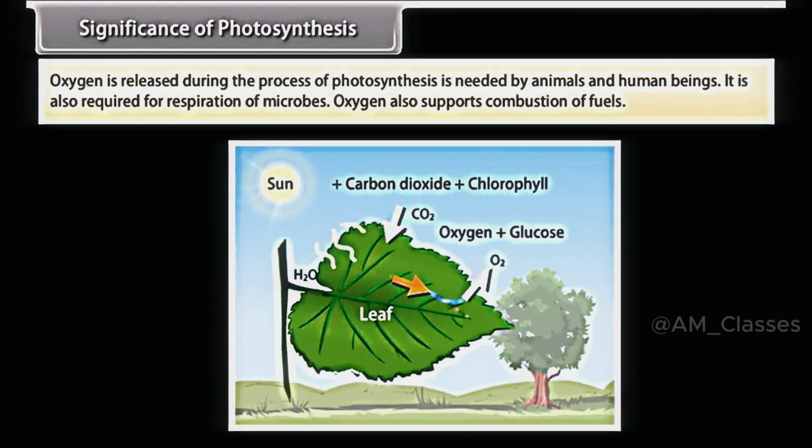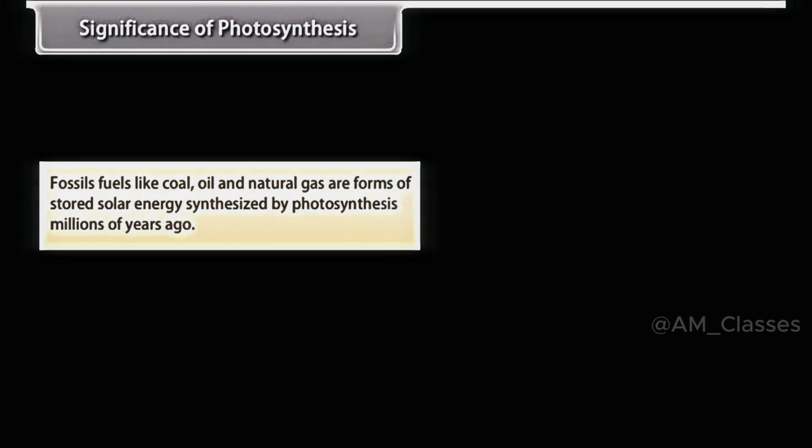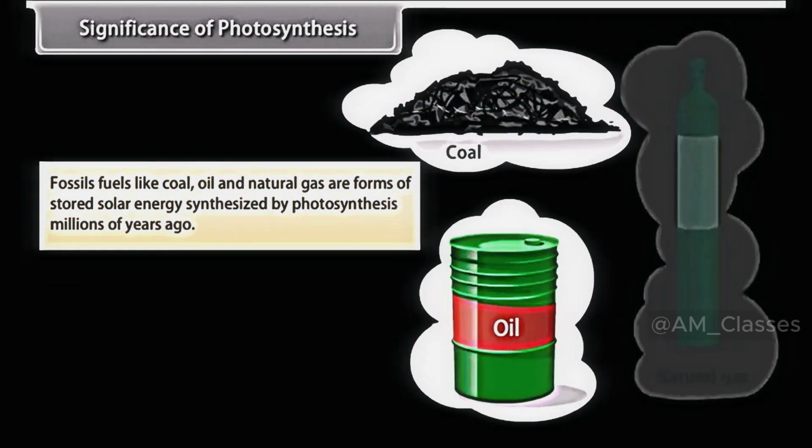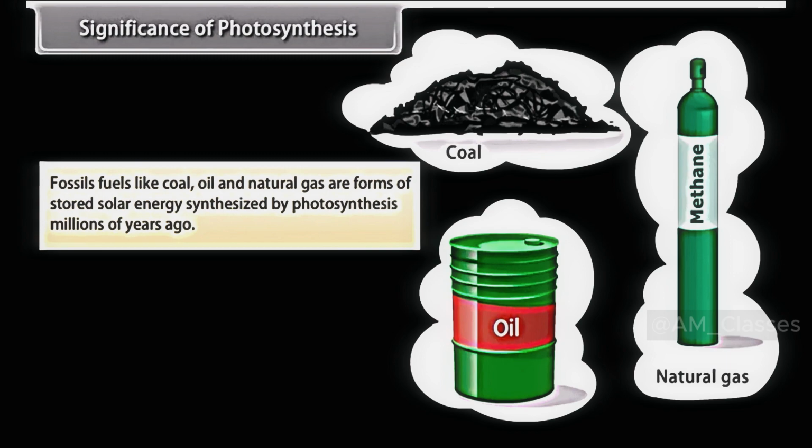Oxygen is released during the process of photosynthesis, and is needed by animals and human beings. It is also required for respiration of microbes. Oxygen also supports combustion of fuels. Fossil fuels like coal, oil, and natural gas are forms of stored solar energy synthesized by photosynthesis millions of years ago.